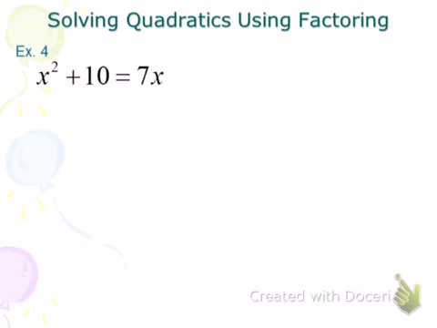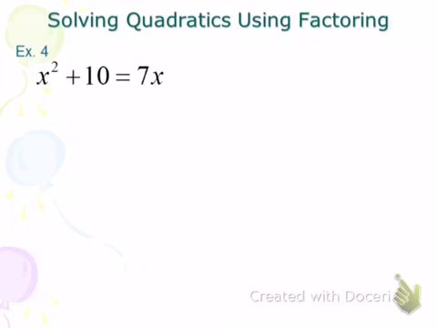What is immediately different about this problem? They didn't have a number in front of the x squared. It's not in standard form. The standard form of a quadratic equation is ax squared plus bx plus c equals what? 0.